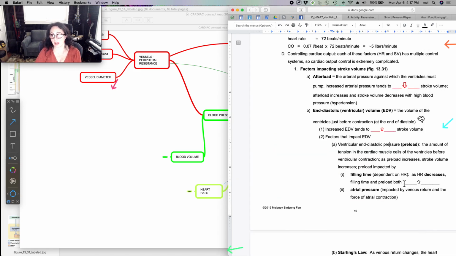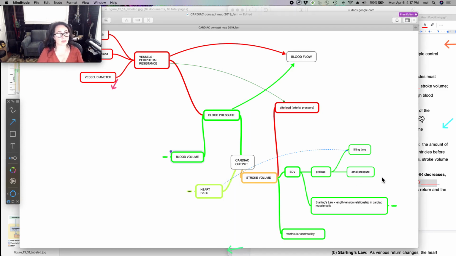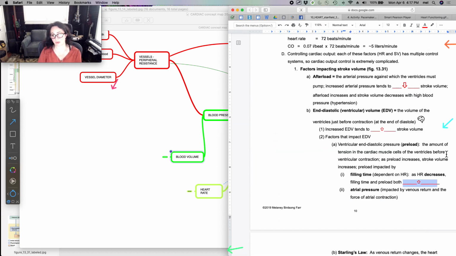So filling time is dependent on heart rate, and as heart rate decreases, not so slow that you're going to get dead, but as it decreases so that you have more filling time, filling time and preload both increase. And then with atrial pressure, what's in your atria primarily has to do with venous return. Venous return kind of has to do with what's going on with your skeletal muscles and your respiratory tract. And then atrial pressure is when the atria contract and push that last 20% of blood into the ventricles. So EDV has to do with preload, which has to do with filling time and atrial pressure.